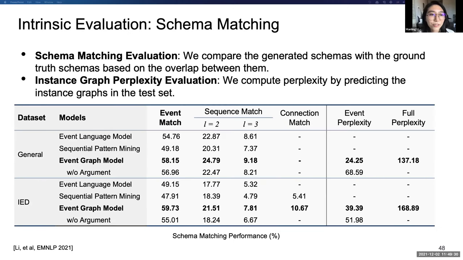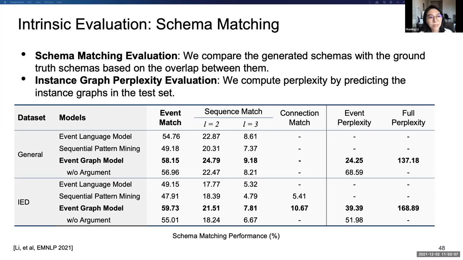Yeah. So we can say that the intrinsic evaluation shows there's still a gap between the matching of the schema graph and the ground truth schema. The event node matching is only around 50%. Based on my ongoing work, the problem is mainly that the instance graph is not quite similar to the schema graph that a human will construct.